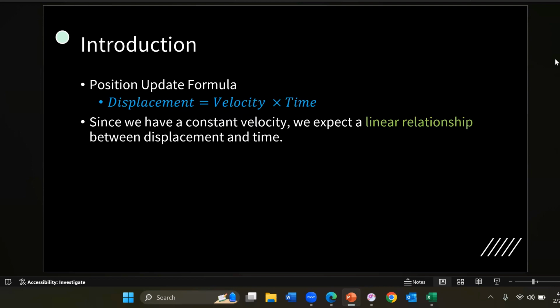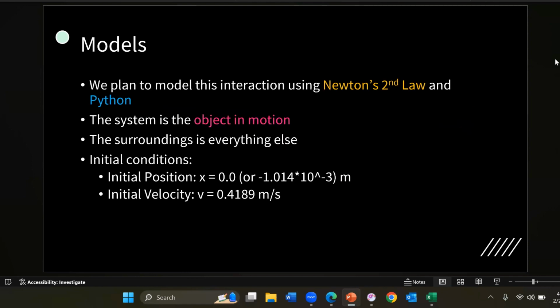Also, we know that the position update formula is given by displacement equals velocity times time. Since we have a constant velocity, we expect a linear relationship between displacement and time. We plan to model this interaction using Newton's second law and Python, assigning the system as the object in motion and the surroundings to everything else.